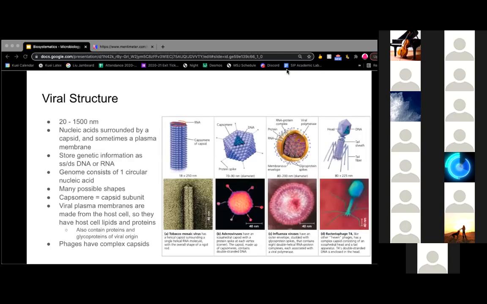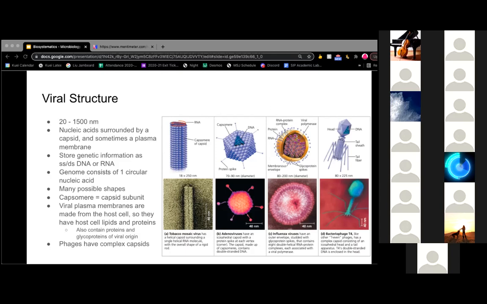All right, now I'll be talking about viral structure. So viruses can range in size from anywhere from 20 to 1500 nanometers, or 1.5 microns. And a virus basically consists of information in the form of nucleic acids surrounded by a capsid, which I talked about. And in some viruses, a lipid membrane can envelop the capsid. Viruses can store genetic information as double-stranded or single-stranded DNA or RNA. And a viral genome typically consists of a single circular nucleic acid molecule.